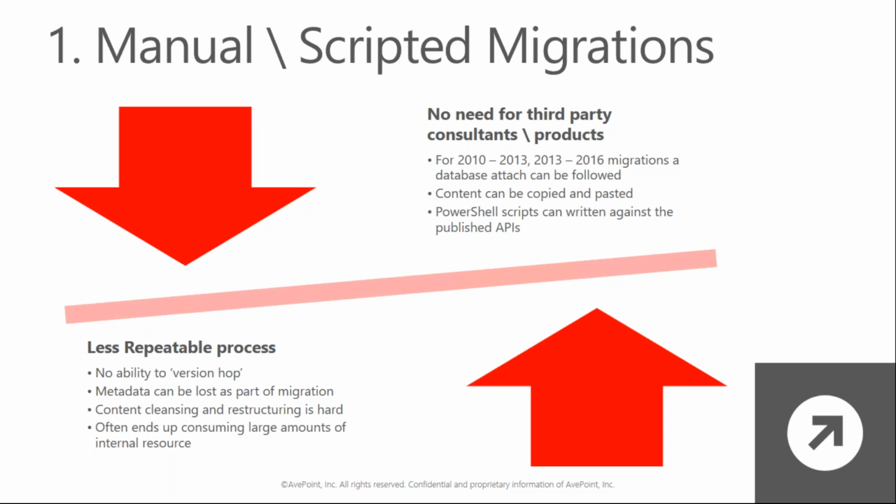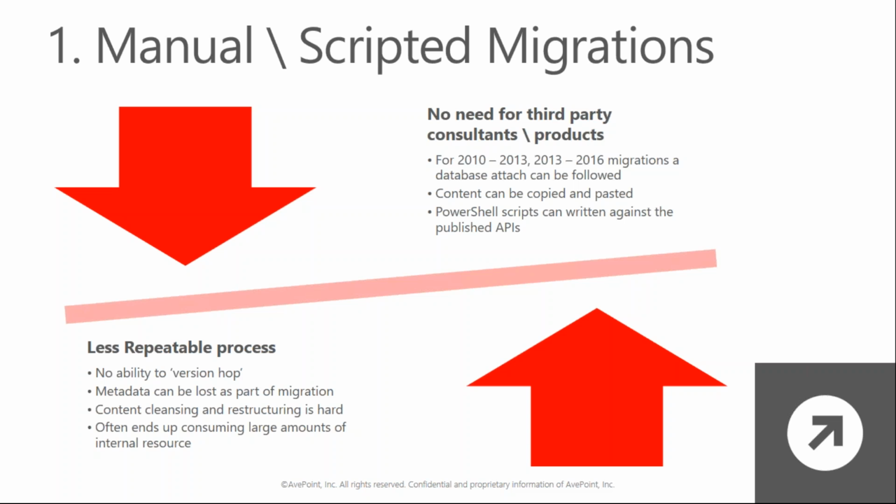What I would say the negatives of this approach are, it's a lot harder to version hop, to go from, say, 2007 to SharePoint Online. Not impossible, it tends to be harder. Metadata is often lost in this approach. So if you're copying and pasting, we're going to lose things like the last access time. Again, you need to consider that. It can be harder to do content cleansing and restructuring. Not impossible. And also, I'll be honest, it can end up consuming large amounts of internal resource.